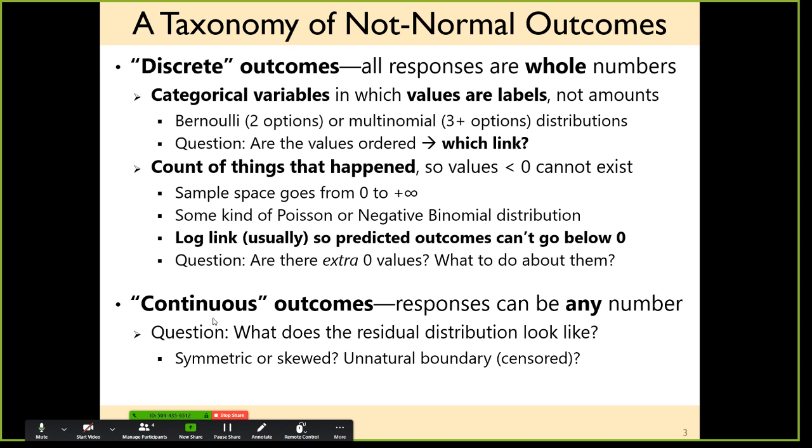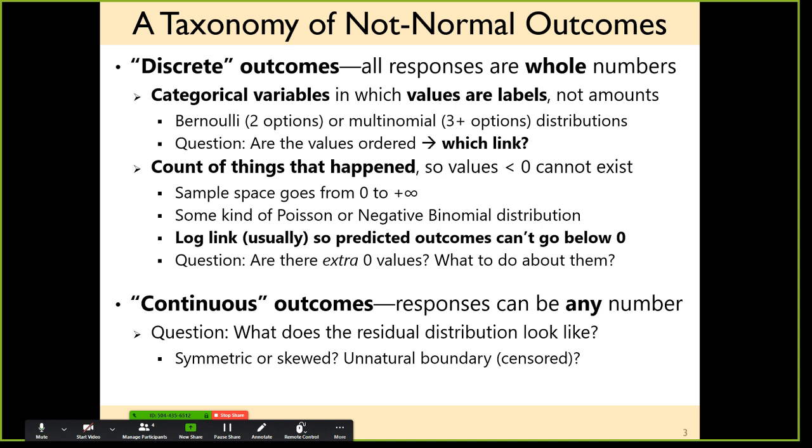After we get through with counts, then we'll talk about continuous outcomes. Those are outcomes in which the response can be any number. So like 1.5 is a valid estimate. In theory, negative 30 is a valid estimate. The most famous continuous distribution that you already know of? Normal. Yeah.